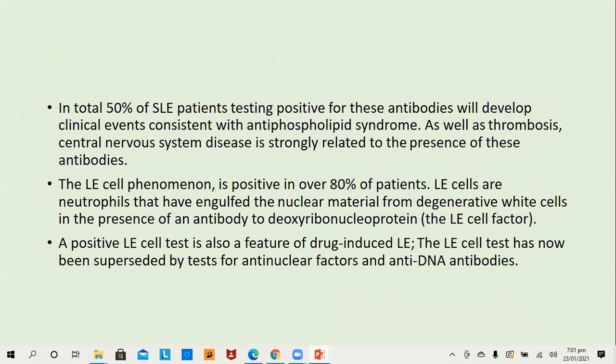The LE cell phenomenon is positive in over 80% of the patients. This test is rarely done nowadays. LE cells, as already discussed, are neutrophils that have engulfed nuclear material from degenerated white cells in the presence of antibody to deoxyribonucleoprotein, which is called the LE cell factor. The positive LE cell test is a feature of drug-induced LE. The LE cell test has now been superseded by the tests for anti-nuclear factor and anti-DNA antibodies.